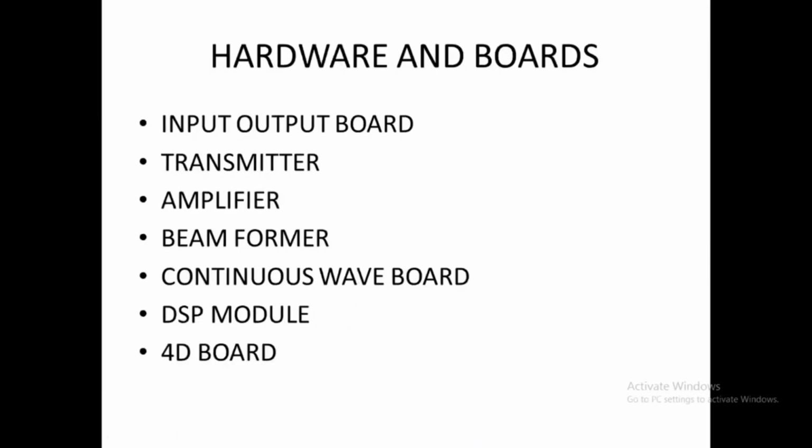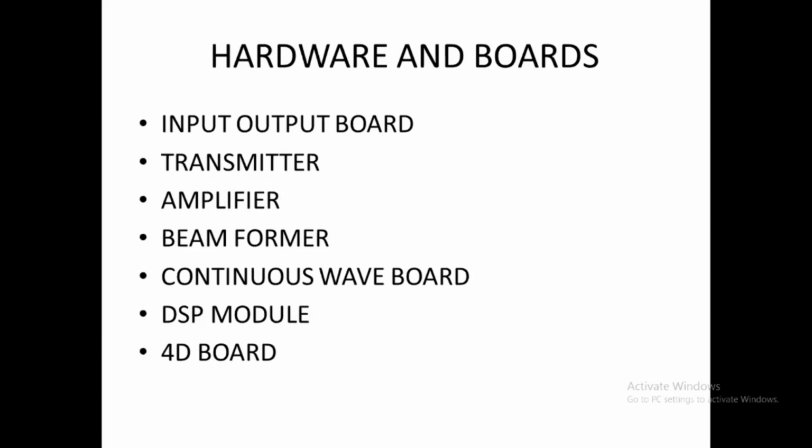Then the continuous wave board. The continuous wave board is another very important board. When you do echocardiography, it helps to give those continuous waves without any interruption and without any noise. So the continuous wave board plays a major role there. Then the DSP module, or digital signal processing module. It helps to control all the signals here, all the sound waves, and it helps to do the signal processing inside the system and arithmetic analysis also.